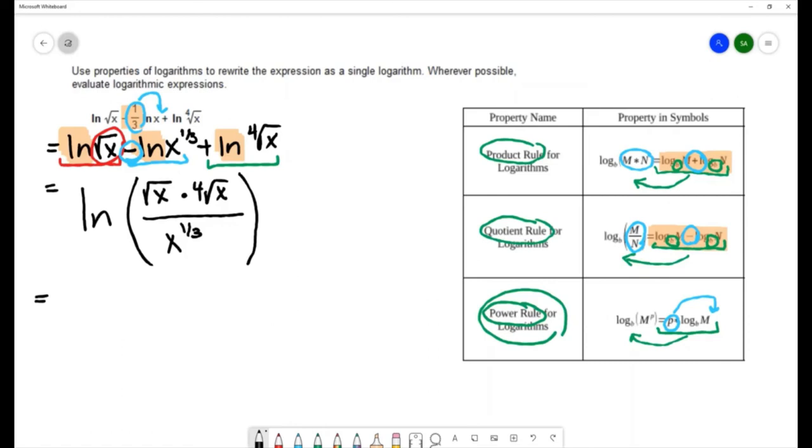Now I need to go a step further because all of these have an x in them. And so that means I should be able to simplify this expression more. What I know is that the square root of x is the same thing as x to the 1/2 power. The fourth root of x is the same thing as x to the 1/4 power. And then we have x to the 1/3 power in the denominator.